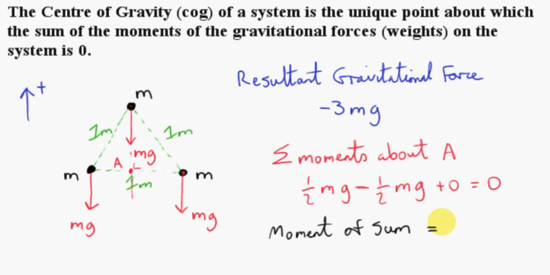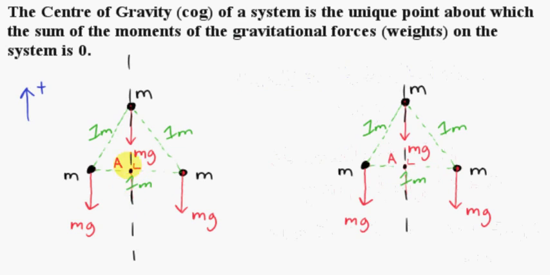Now the moment of the sum must equal the sum of the moments, which is 0 by the principle of moments, and that's given by the force, minus 3 mg, times the distance x. Well, x must be 0, so the line of action of the resultant force passes through this point here. So we can put our resultant force on this line. Its magnitude is 3 mg and it points vertically down.